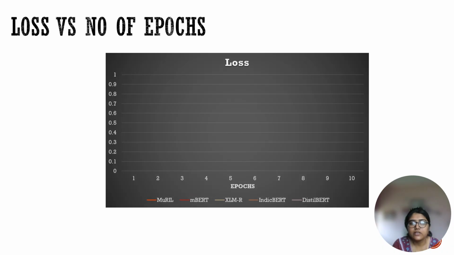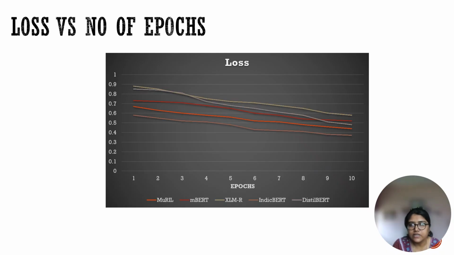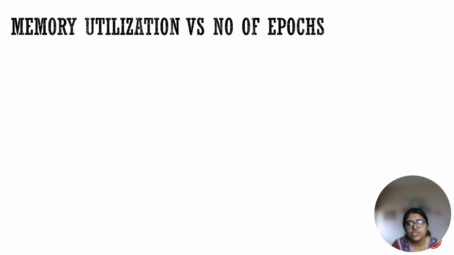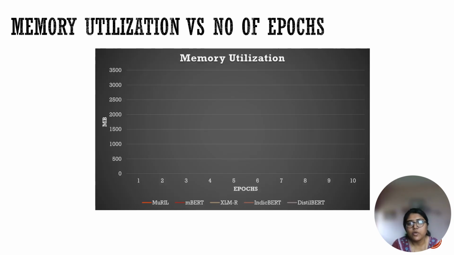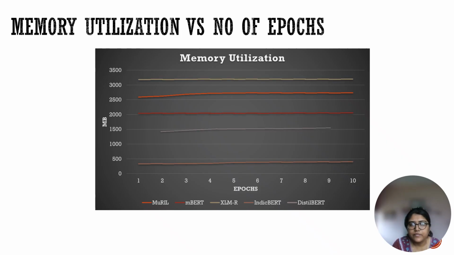And the loss, for Muril, mBERT, XLMR, IndicBERT, and DistilBERT. Here we can see a significant reduction in the loss when training the model. And memory utilization in terms of number of epochs. For every epoch, there is a very slight increase in the memory utilization.